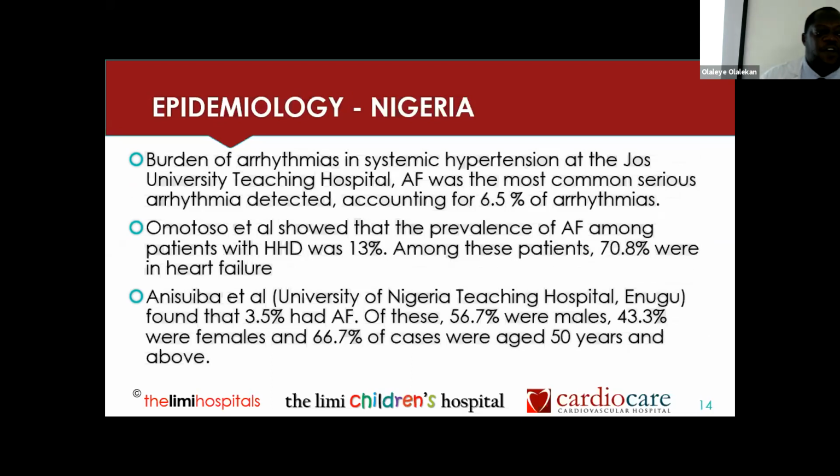Looking at a study from Jos University Teaching Hospital, among patients with hypertension, atrial fibrillation was the commonest arrhythmia found in them in about 6.5% of cases. Professor Omotoso and others in Ilorin also found a prevalence of 13% among patients with hypertensive heart disease. And agreeing with this sub-Saharan study, almost 71% of those patients were in heart failure. And from Enugu, about 3.5% of people that did ECG had atrial fibrillation, with more males, and more of their cases were 50 years and above.